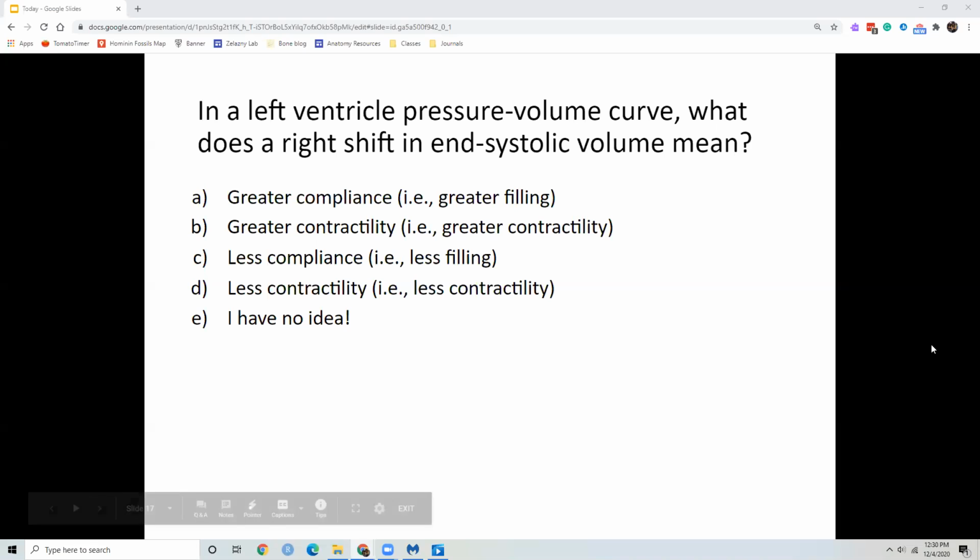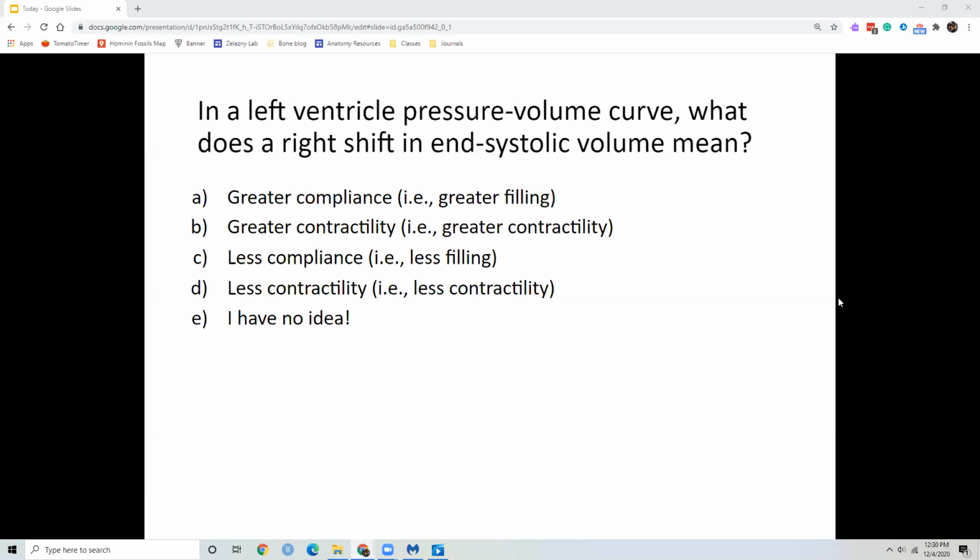So this was kind of a difficult question because I don't think we've talked much in the slides about the difference between compliance and contractility. So the difference between compliance and contractility is compliance is basically kind of how hard it is to push volume into something. So like when I blow up this balloon, right?